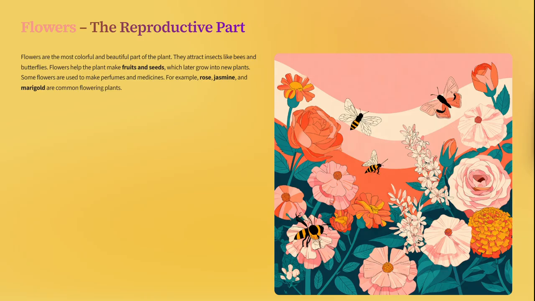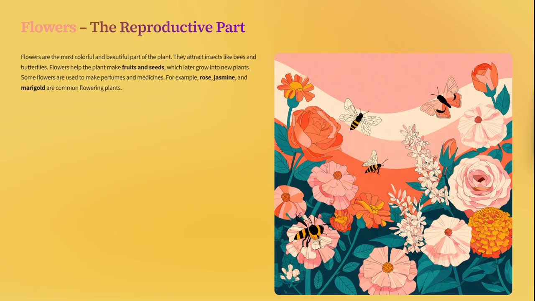Also, flowers are useful for us humans too. We use them to make perfumes, decorations, and even some medicines. Flowers like rose, jasmine, and marigold smell wonderful and are used in so many ways. Fruits and seeds, the next generation.